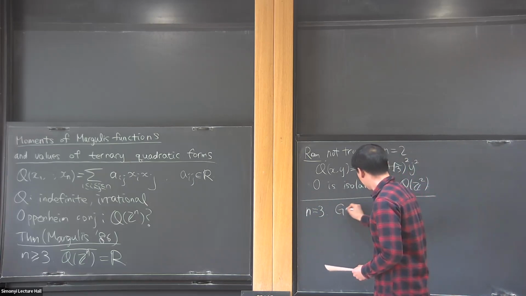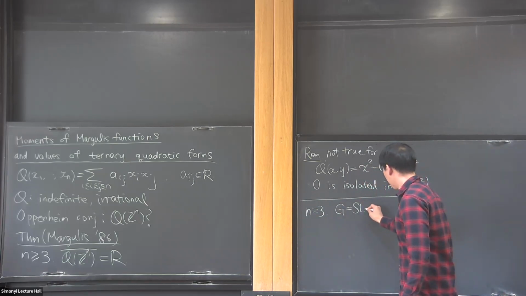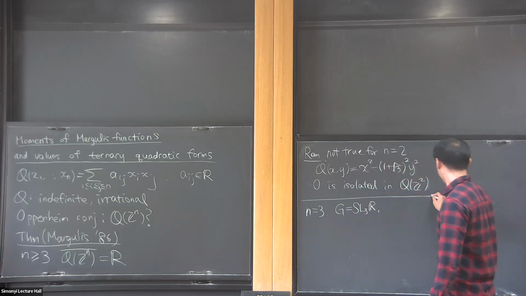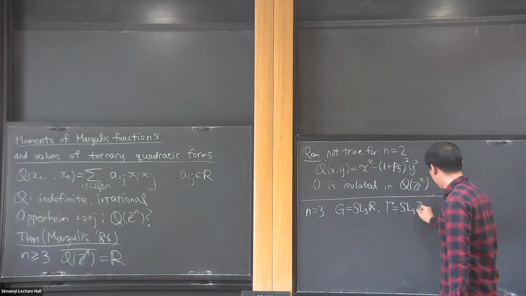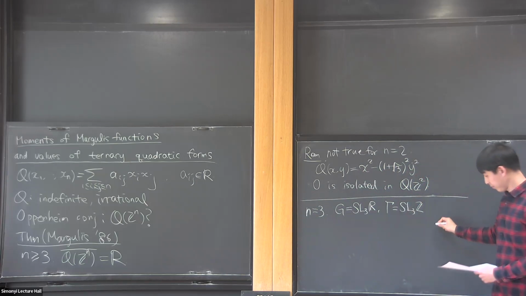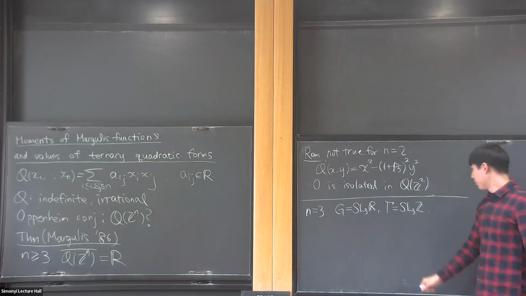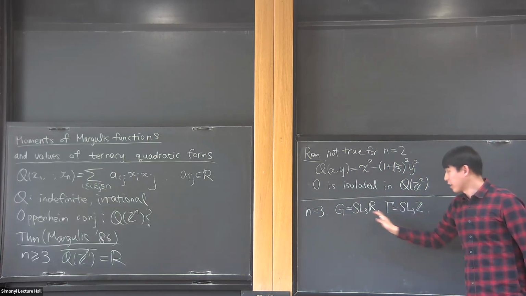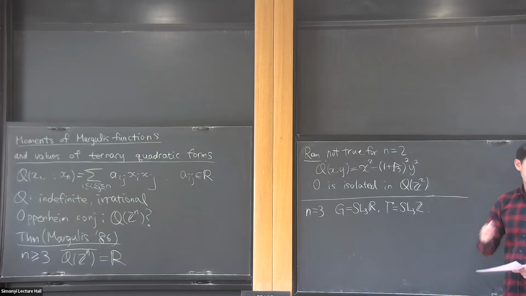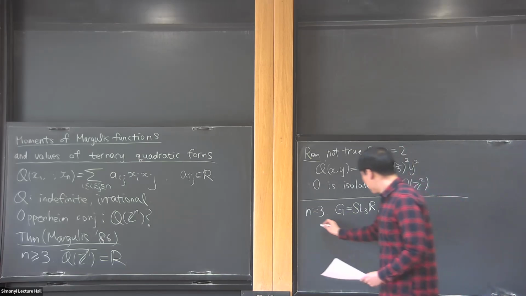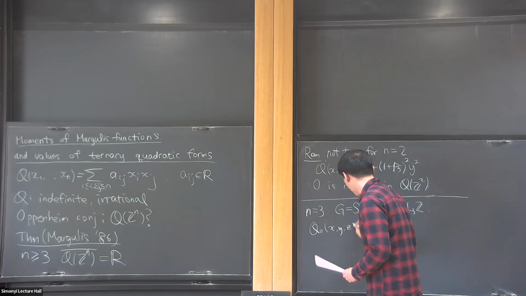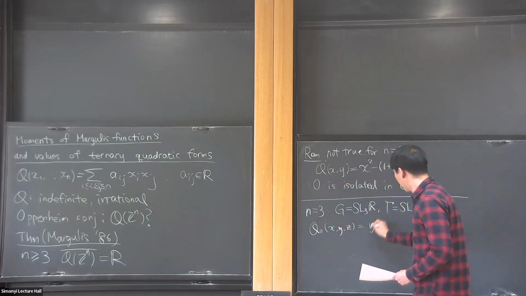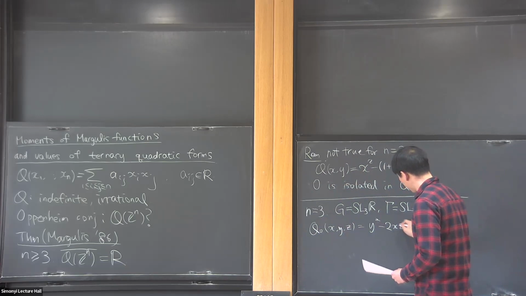So let me take the Lie group G equal SL3(R). My lattice Γ is SL3(Z). And the homogeneous space G mod Γ is basically the space of 3-dimensional lattices of covolume 1. And let me fix a standard quadratic form of signature 2-1, say y squared minus 2xz.